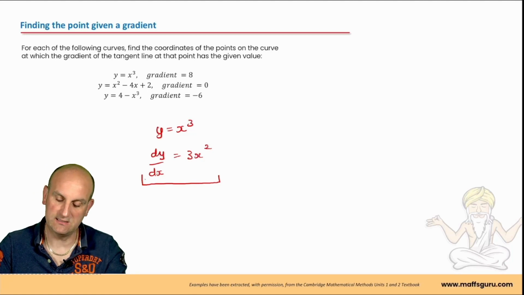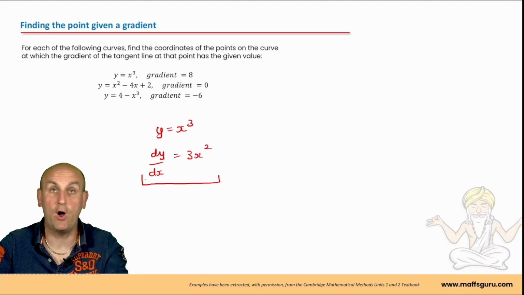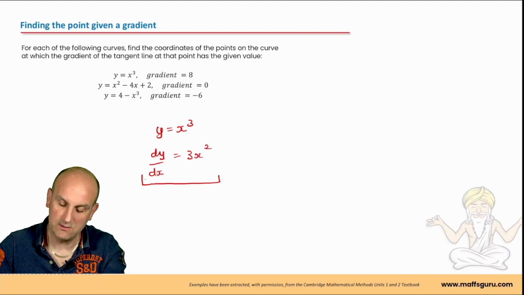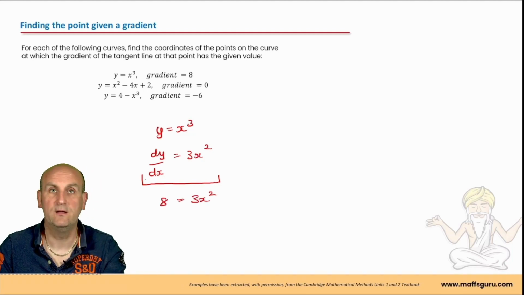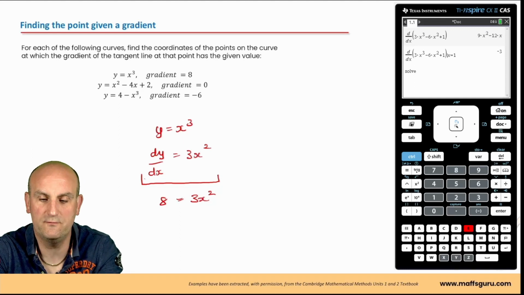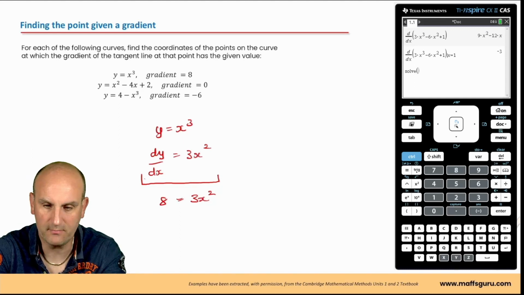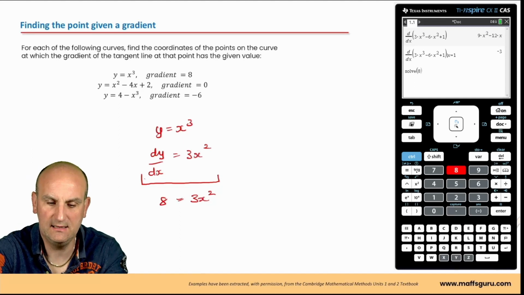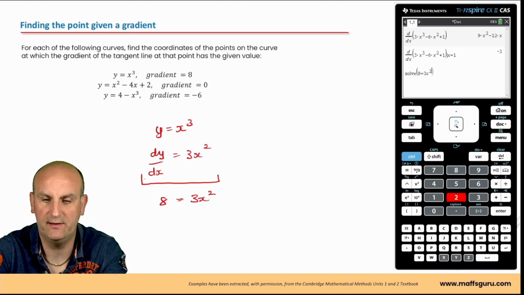Right, what have we got here then? They've given me the gradient. They've told me dy by dx. So I now know that 8 is equal to 3x squared. I can solve this by using my calculator. So I can type in here, solve, open brackets, 8 equals 3x squared, for x, and there we go.